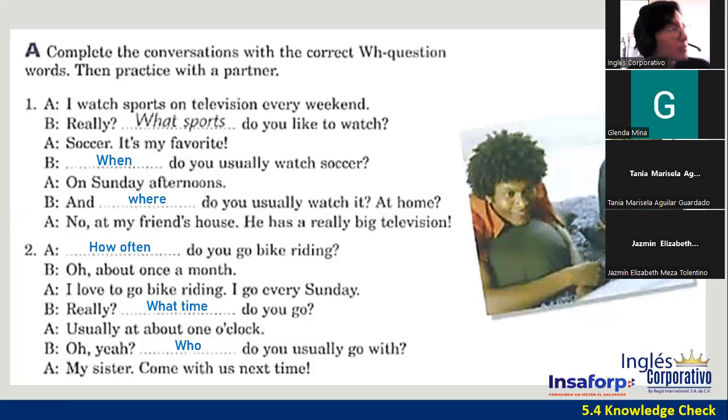So how often do you go bike riding? Oh, about once a month. I love to go bike riding. I go every Sunday. Really? What time did you go? Usually at about 1 o'clock. Oh yeah. Who do you usually go with? My sister. Come with us next time.